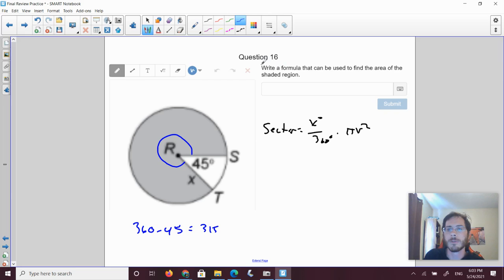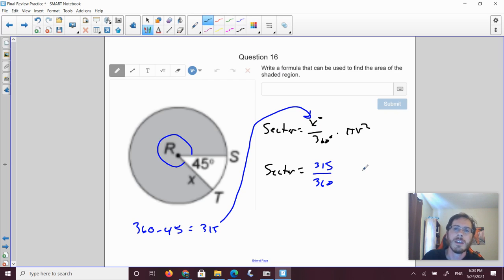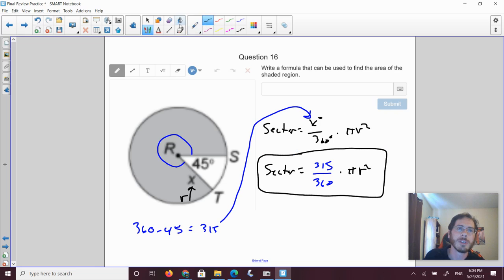Now in this case, it just says to write a formula, so we're not going to need to calculate it once we get our formula. So we're just going to say that the sector is equal to, now this is tricky because for this x degrees, it's the 315 over 360. And now the radius, they actually gave the radius the name x. So that should not be an r, that should be an x in there, because x is in the question. So times pi x squared. And that's going to be the end of that one. So we don't get a number answer, we just get a formula, which is a little bit weird, but that's what we got for that one.